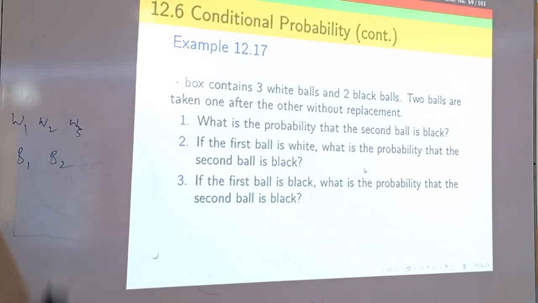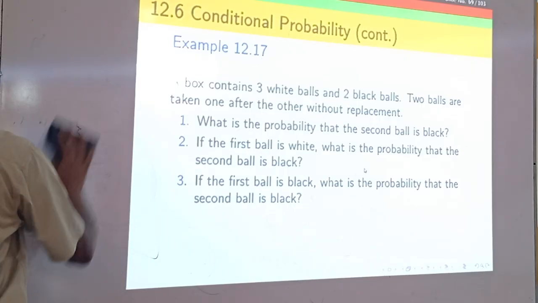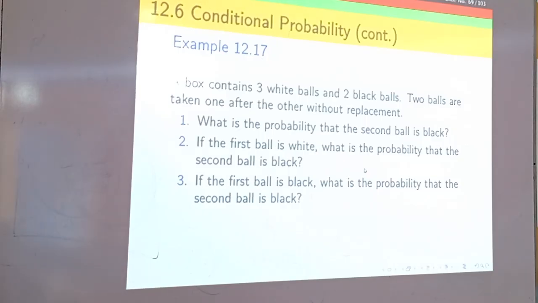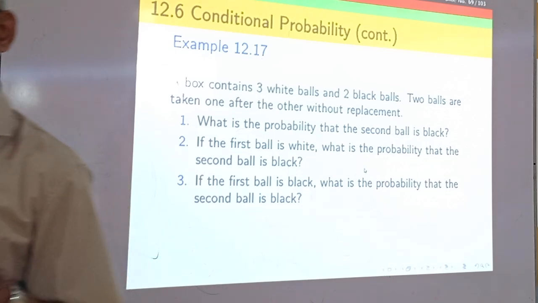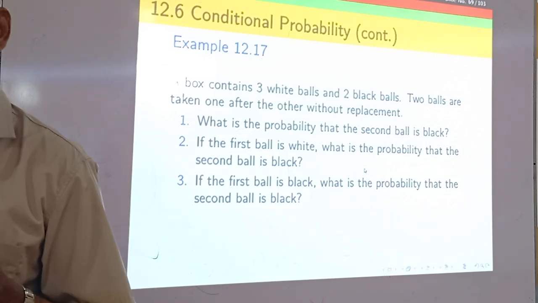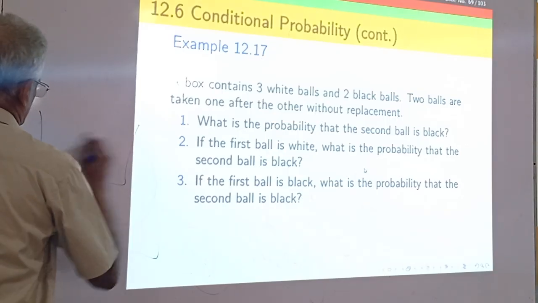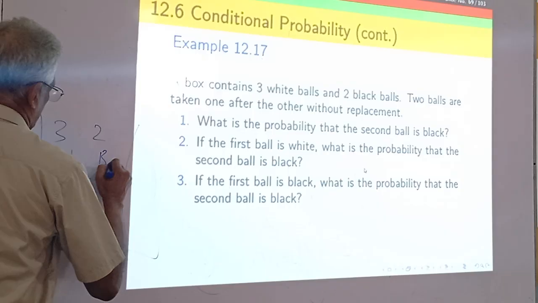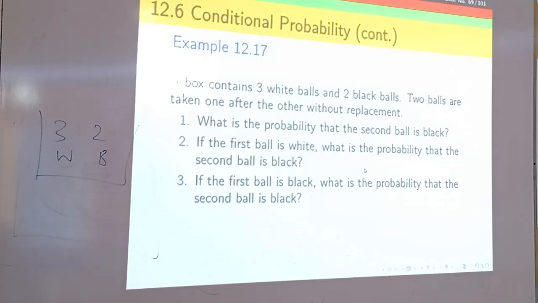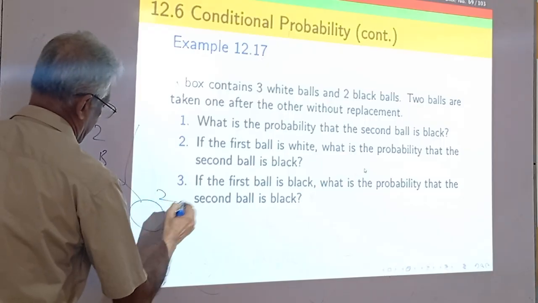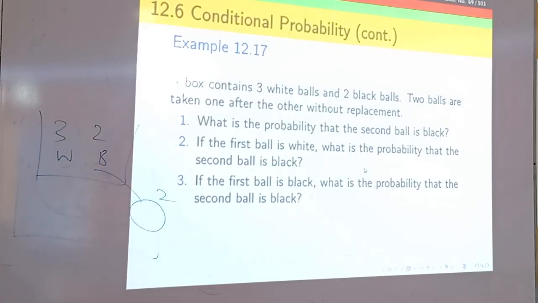Then we got the next one. A box contains 3 white balls and 2 black balls. 2 balls are taken one after the other without replacement. 3 white balls, 2 black balls. 2 balls are taken. What is the probability that the second ball is black?